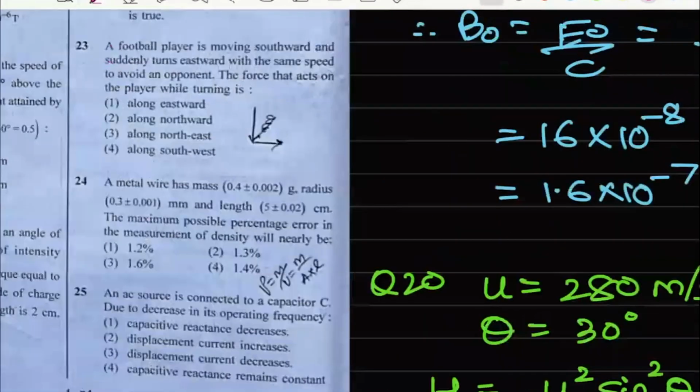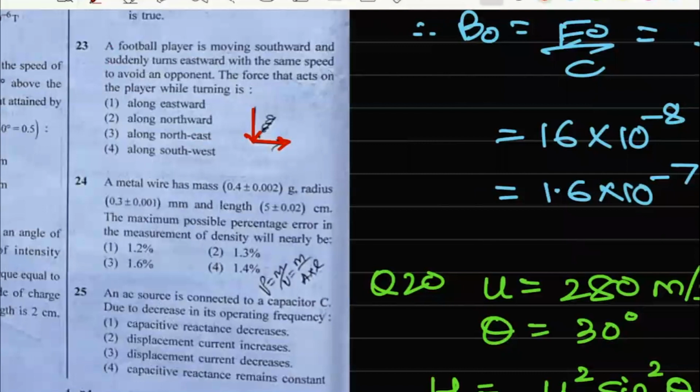Okay, 23. Football player is moving southward and suddenly turns eastward. Yeah, so this diagram which he has drawn is correct. South, and then he suddenly turns east. And what about the speed? With the same speed to avoid an opponent. Right. So the force that acts on the player while turning.